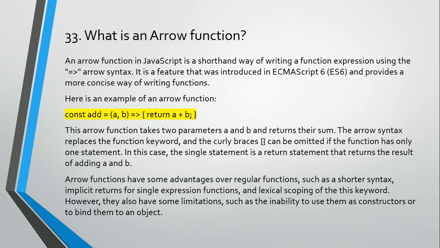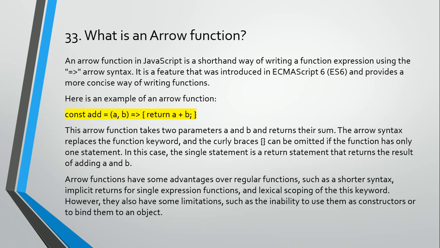So what is an arrow function? So look, an arrow function in JavaScript is a shorthand way of writing a function expression using the equal to greater than arrow syntax. It is a feature that was introduced in ECMAScript 6, that is ES6 in short, and provides a more concise way of writing functions.